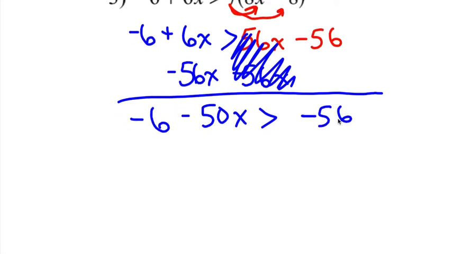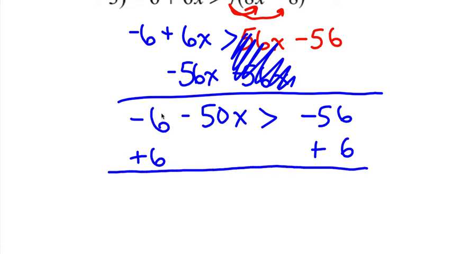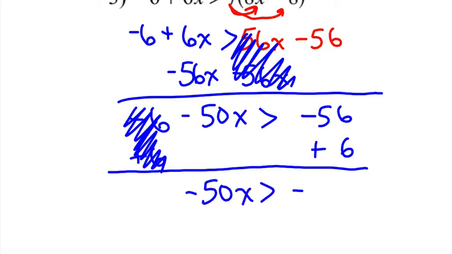Then move the number with no variable. So I'm going to add 6, and you could have done those two steps in opposite order. We could have moved the 6 first and then the 56x. It doesn't really matter. You've got to do them both, so the order doesn't matter. This is just the way that I prefer to do it. So negative 50x is greater than, the right-hand side is negative 50.